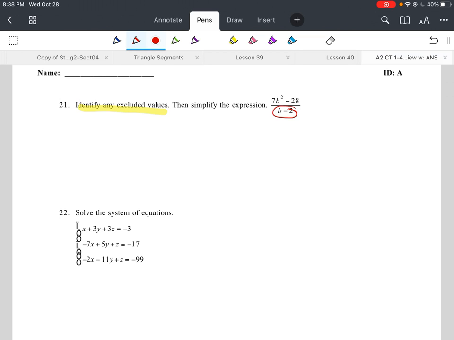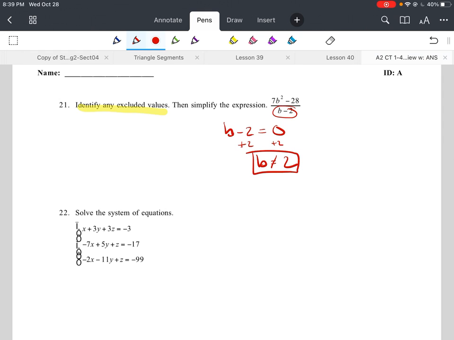So after you factor it all out, if there's any single factor that could be a 0, just set it equal to 0. So b minus 2 equals 0, and add 2, and so b equals 2. This is the only 0. You should only have one excluded value, and you just say b can't equal 2. So b cannot equal 2.